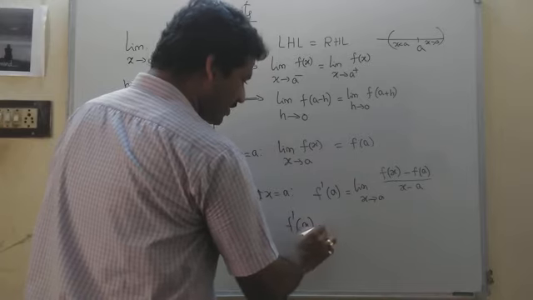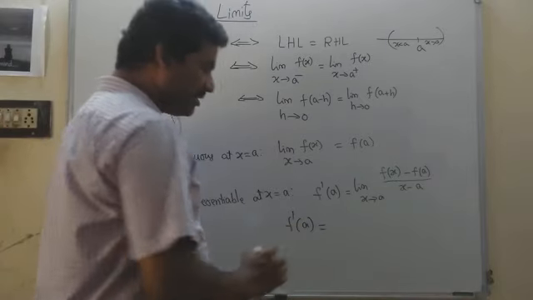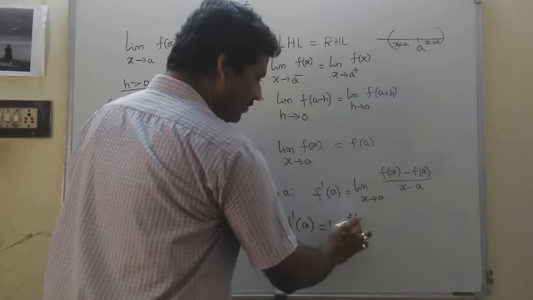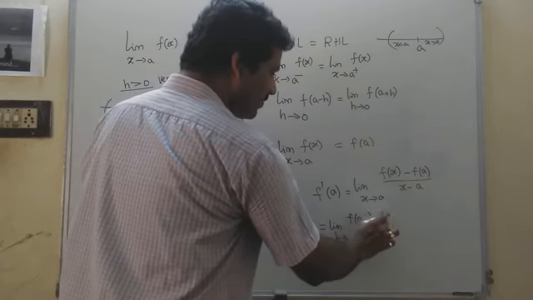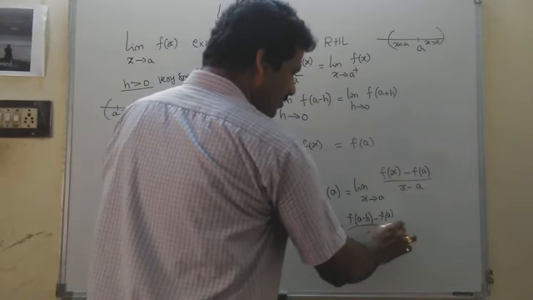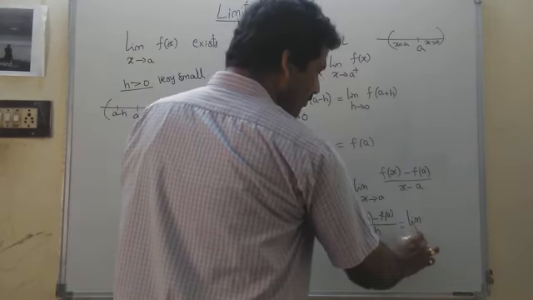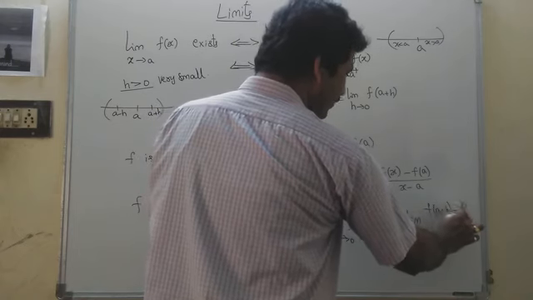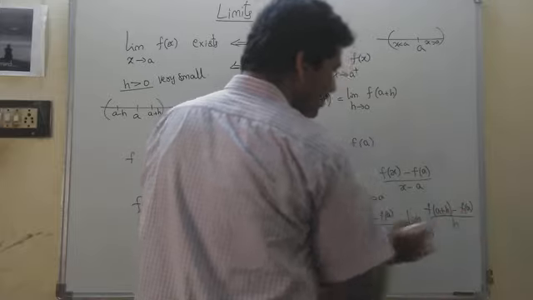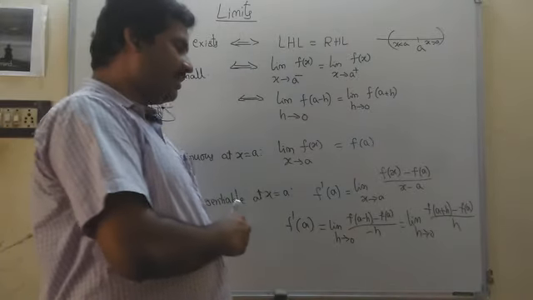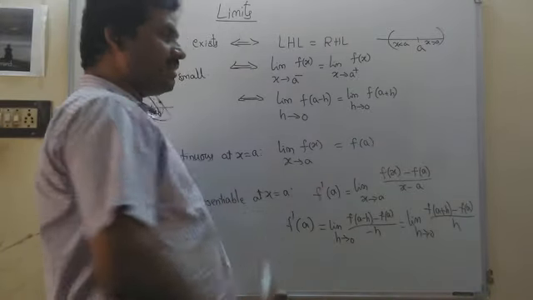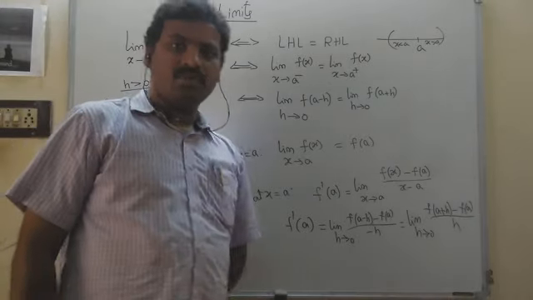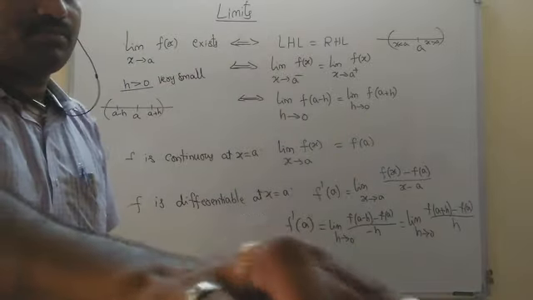Or f dash of a equals LHD equals RHD. What is the LHD? The limit as h tends to 0 of f of a minus h minus f of a by minus h. That equals the RHD, which is the limit as h tends to 0 of f of a plus h minus f of a by h. If LHD is equal to RHD, then the function is differentiable at x equal to a. Right? Now let us do some problems on this.